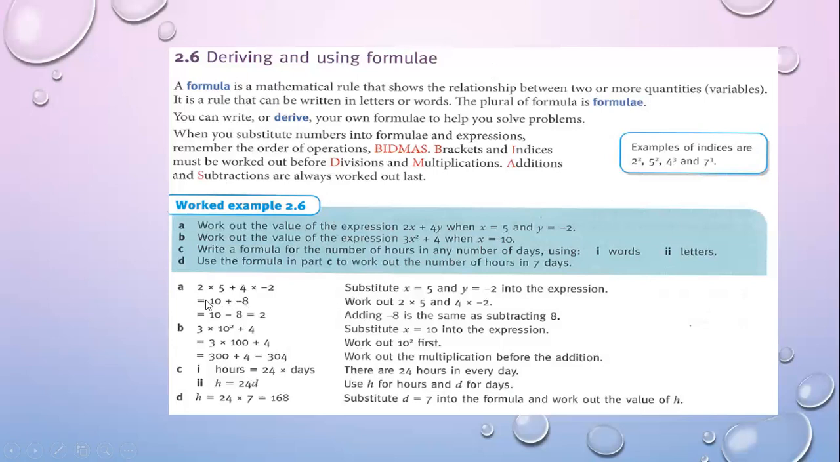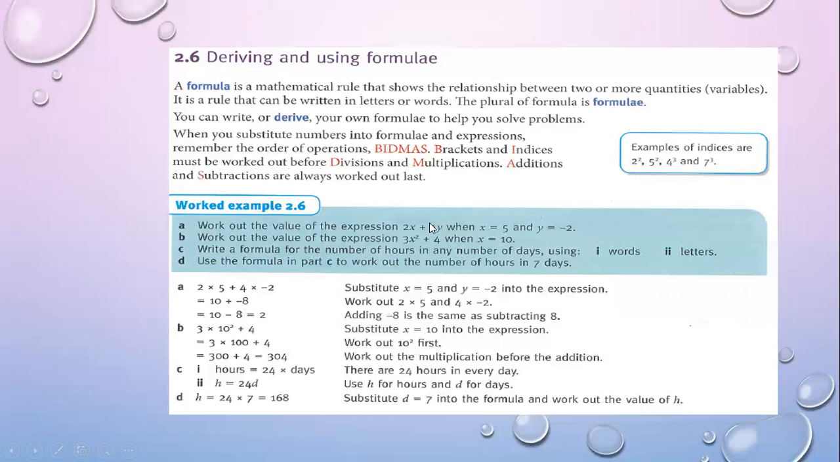So let's suppose we just multiply. First of all, we do multiplication first because we know the BIDMAS rule. So here 2 multiplied by 5, we write it as 10. 4 multiplied by minus 2 is equal to minus 8. So 10 minus 8 is equal to 2.